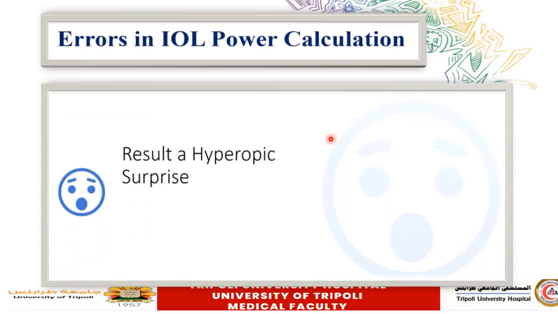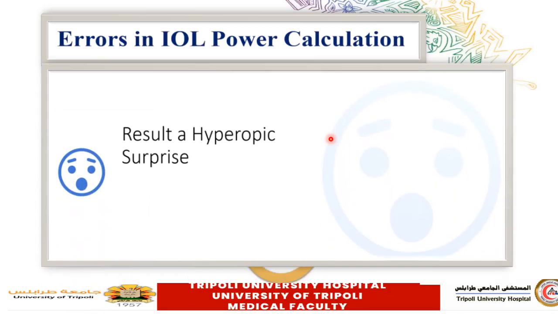Now, if you don't take this into consideration, the risk of hyperopic surprises becomes inevitable, because you cannot measure the exact central point of the cornea, and this might be a major source of error in the IOL calculation.